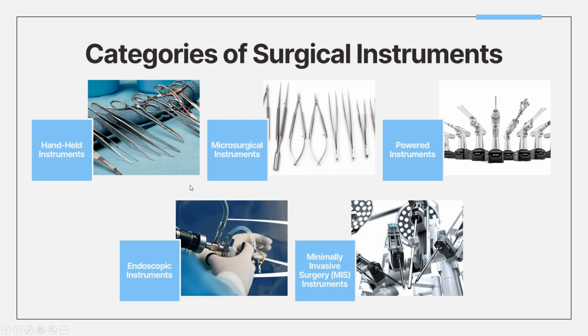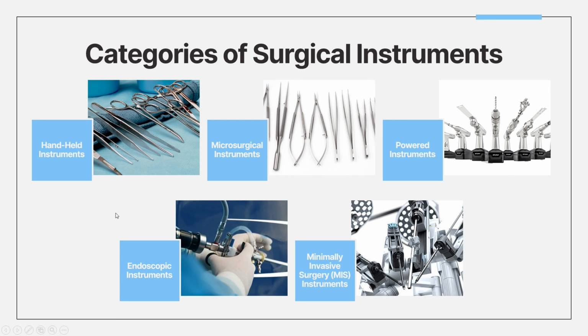So we'll be looking at categories of surgical instruments now. First, there's handheld. So these are standard instruments like retractors and forceps. We have microsurgical instruments, which are also handheld, but they require extra precision and care because usually they're about 3 inches or even smaller in size. We have powered instruments, which use electricity or gases for more complex tasks.